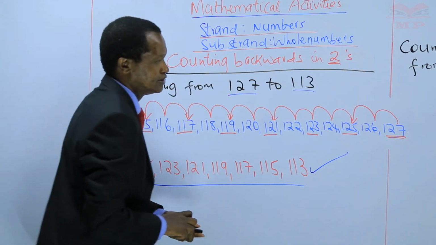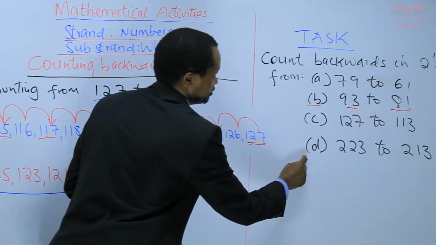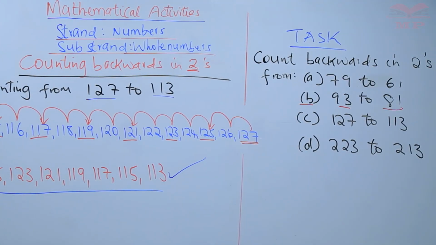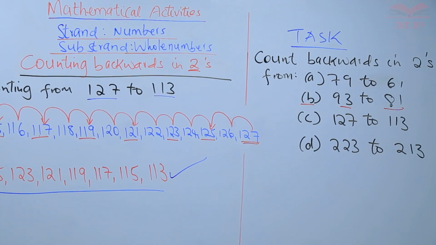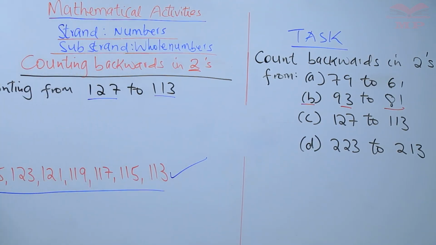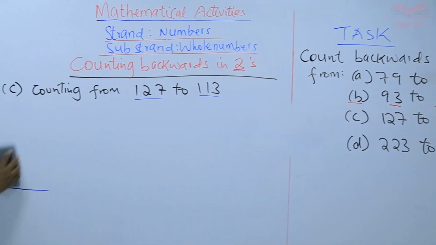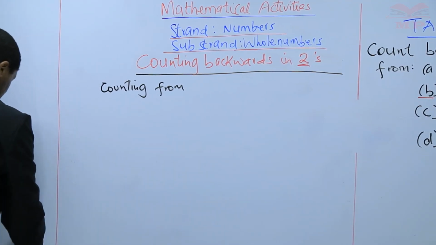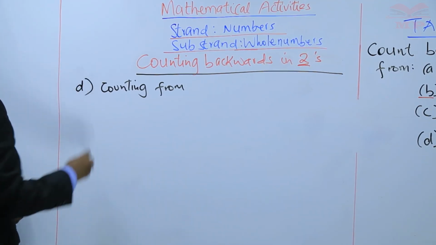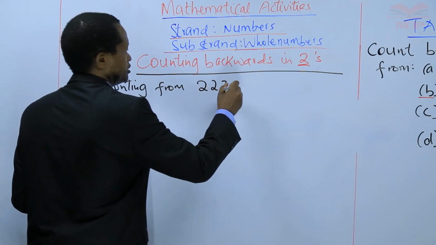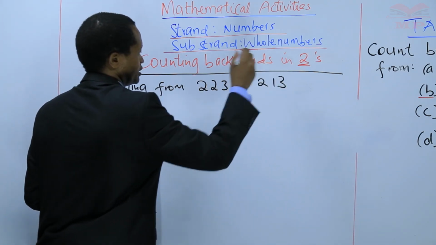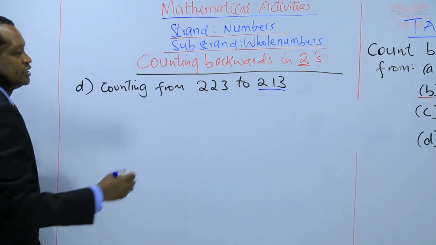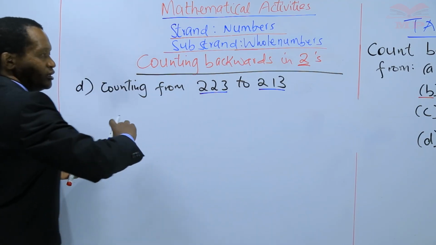Let us do the last one, counting backwards in twos from 223 to 213. D, counting from 223 to 213. We begin to write from 213 up to 223 in ones.